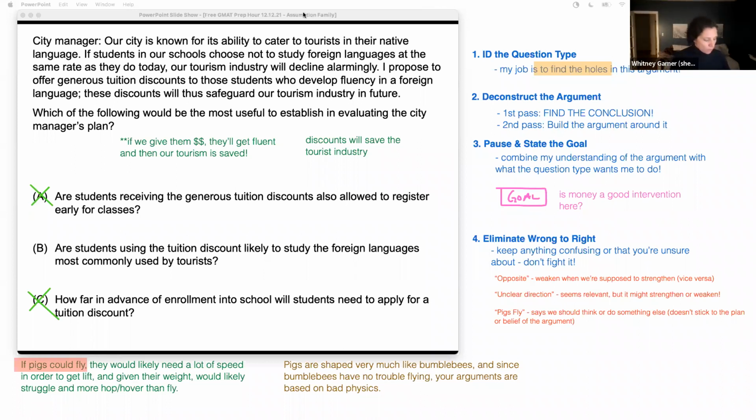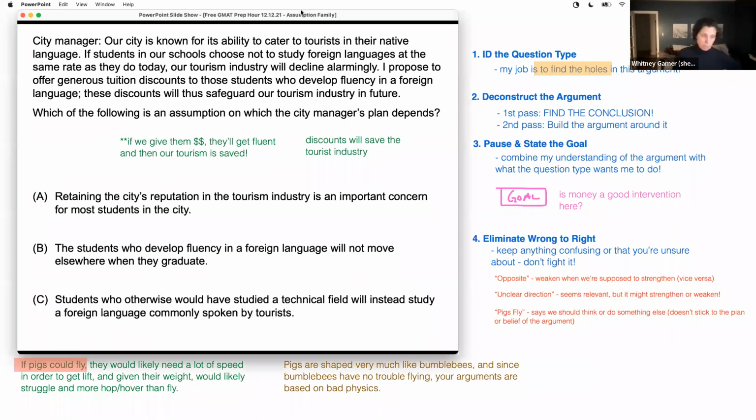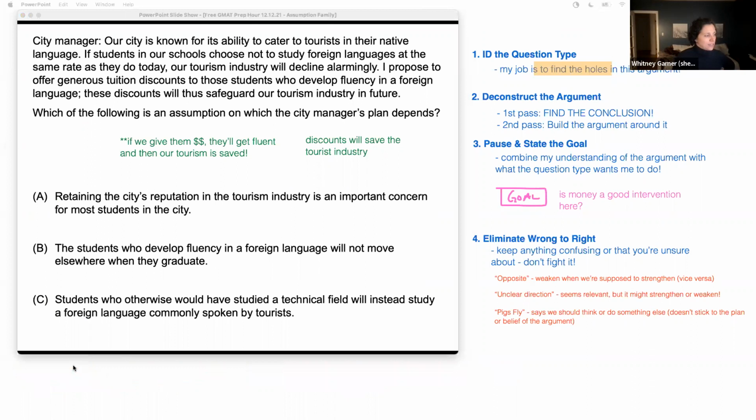All right, so one more question type for this same argument, just so we can see assumption. And let's add another couple of wrong answer types to the list. Here we go, give this one a shot.